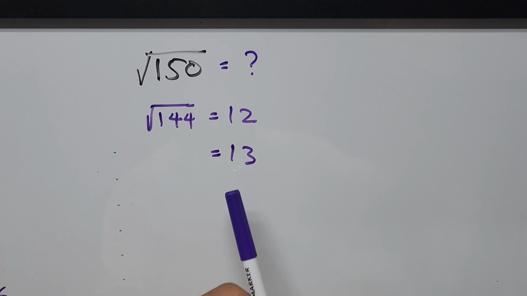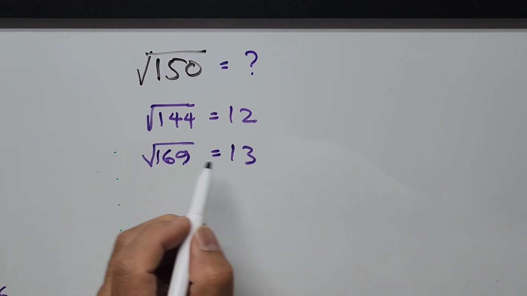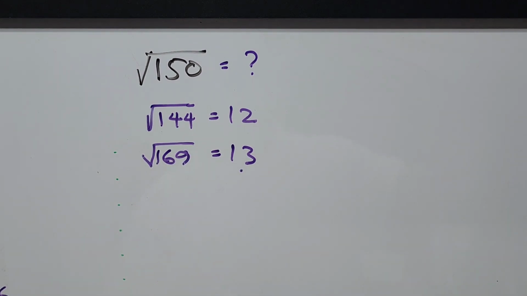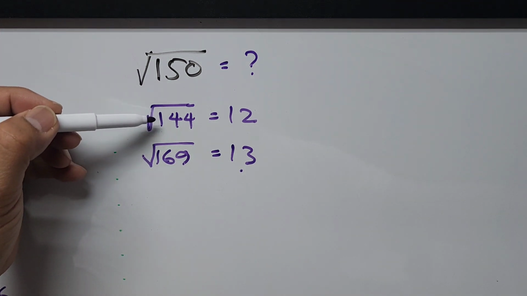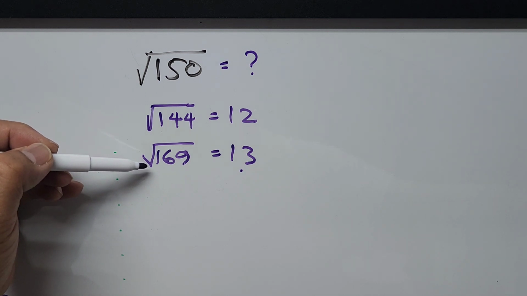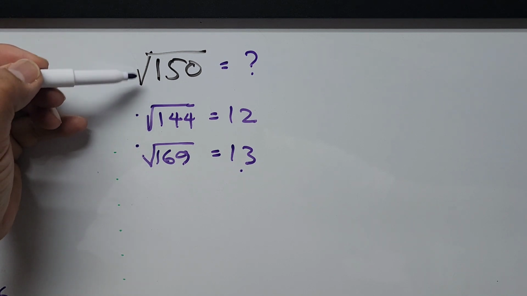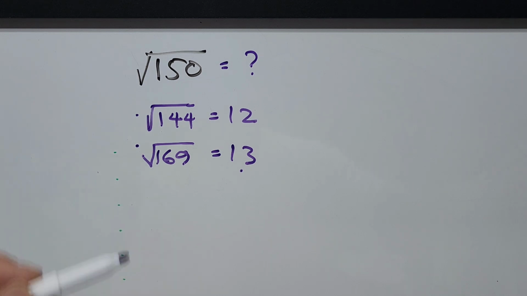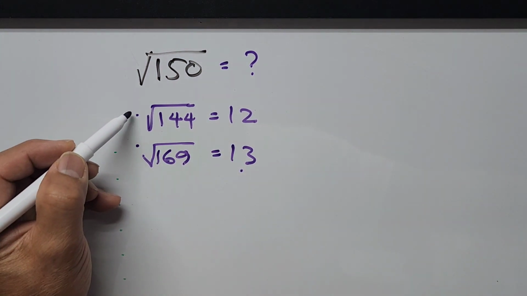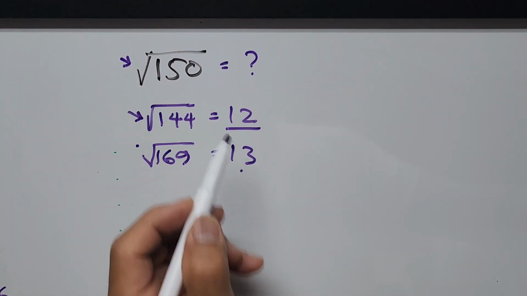So if we square 13, what's the square of 13? That will be 169. So the square root of 169 is 13. So now square root of 150 is in between square root of 144 and square root of 169. Which of these reference numbers is closer to the square root of 150? Square root of 144 or square root of 169? So square root of 144 is closer to 150, right? So we'll be using this value, 12.